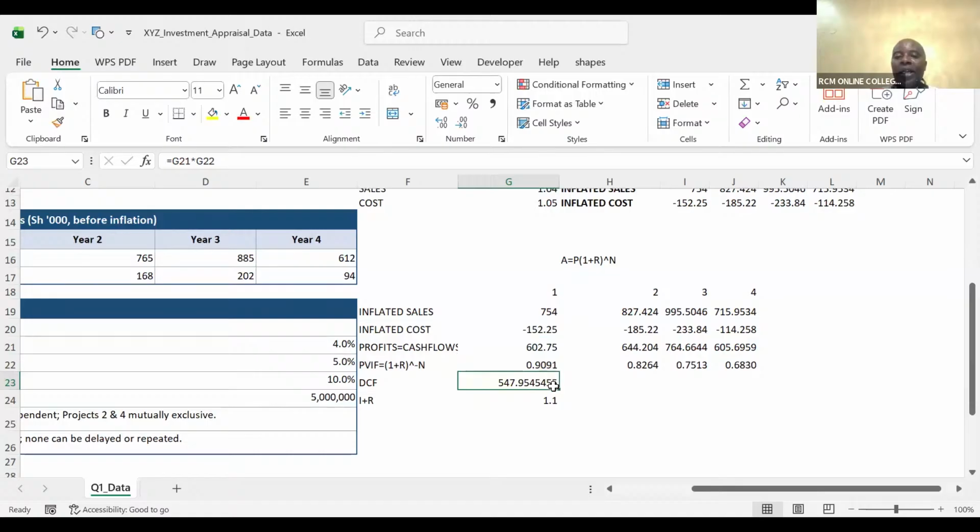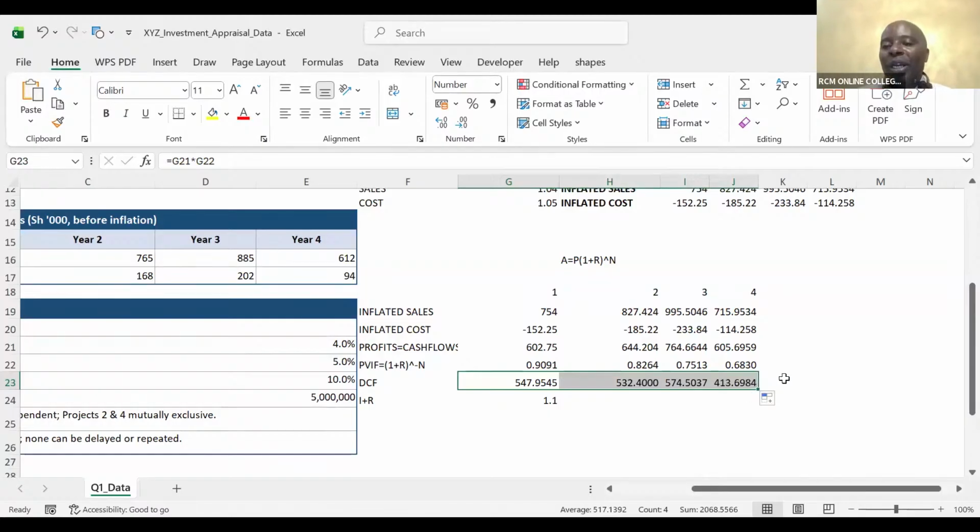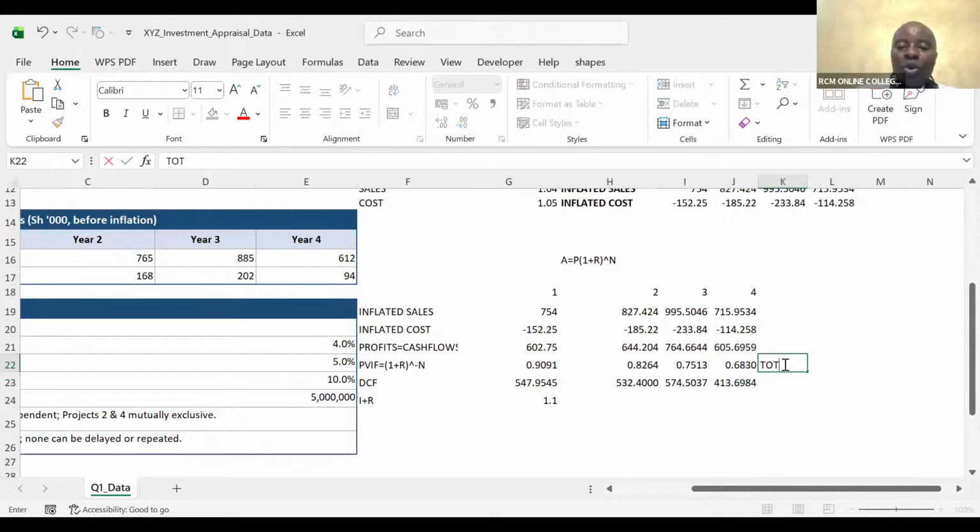And then I should be able to reduce this here. Don't have too many numbers. Four decimal places are very nice. Then come here and autofill. And now remember, ladies and gentlemen, at the end you can talk about total discounted cash flows.